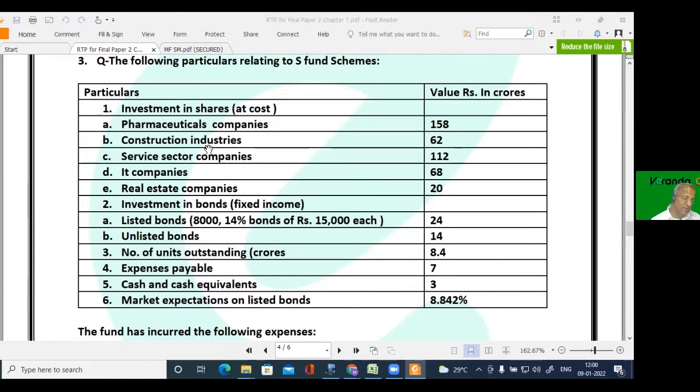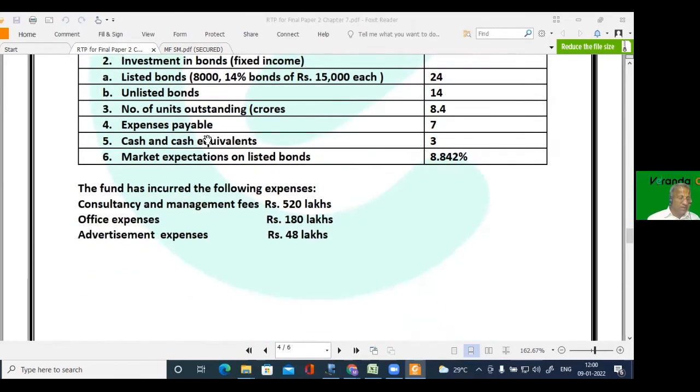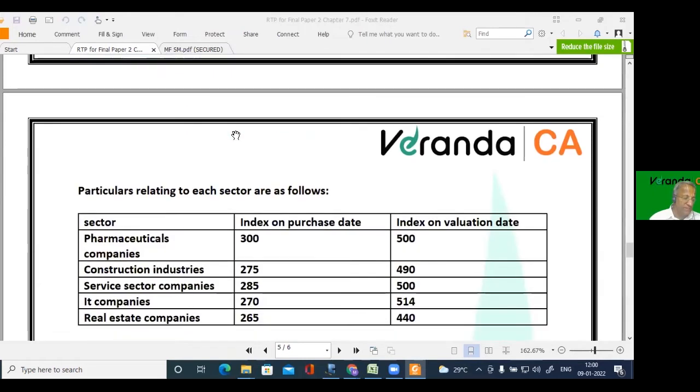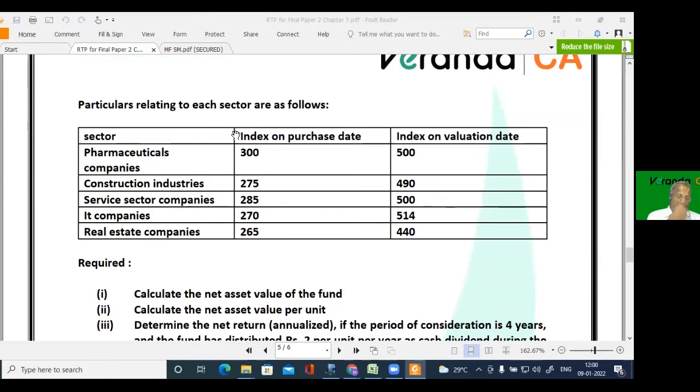Market expectation of the bond is 8.842%. The fund has incurred the following expenses: consultancy and management fees 520 lakhs, office expenses 180 lakhs, advertisement expenses 48 lakhs. Then particulars relating to each sector: index on purchase date, valuation date. They have given all types of companies.